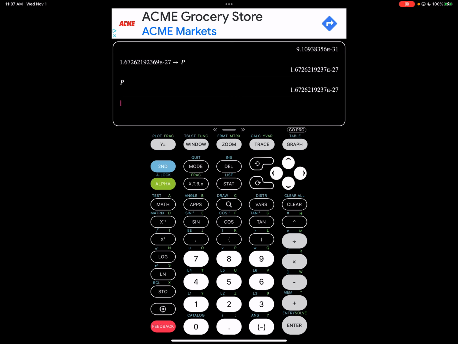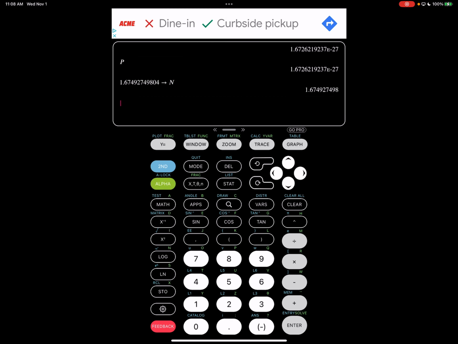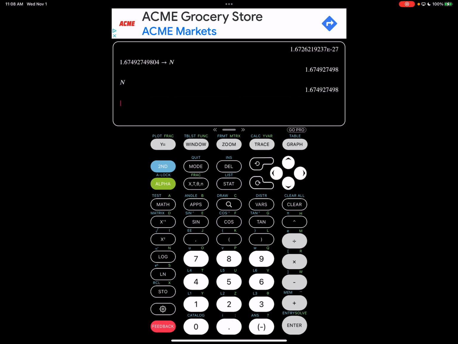Next will be the mass of the neutron, which is 1.67492749804. We want to store that as N, from alpha, for the mass of the neutron. So we hit alpha N, which is log. And so now whenever we hit alpha N, it will give us the value of the mass of the neutron.